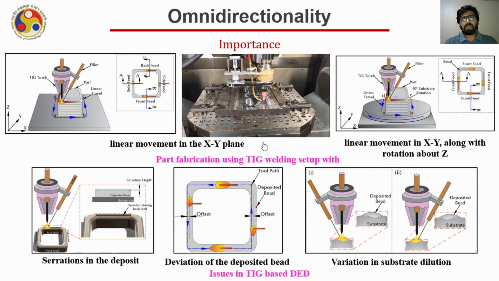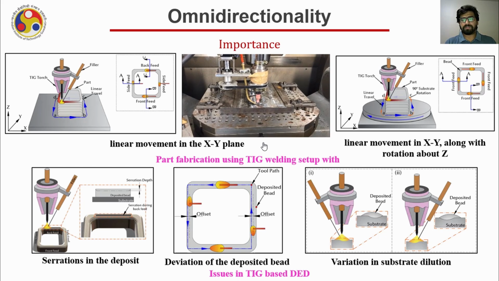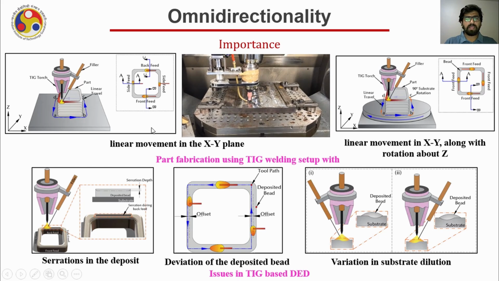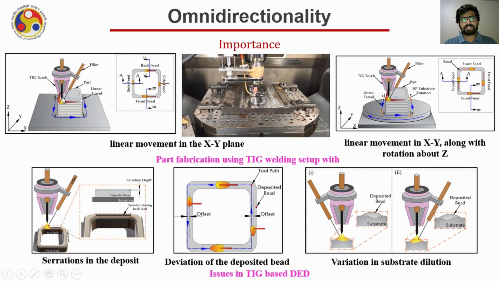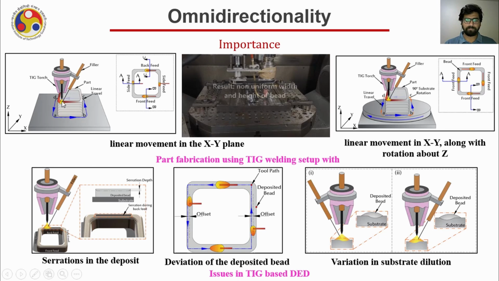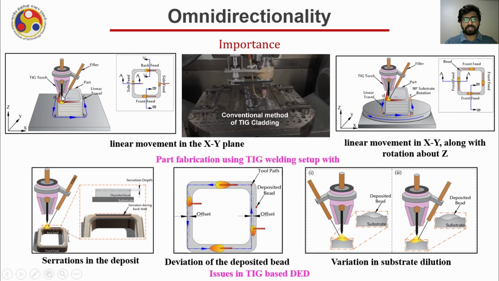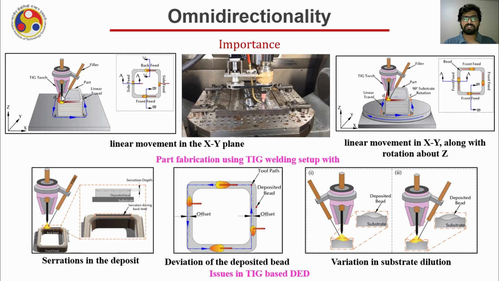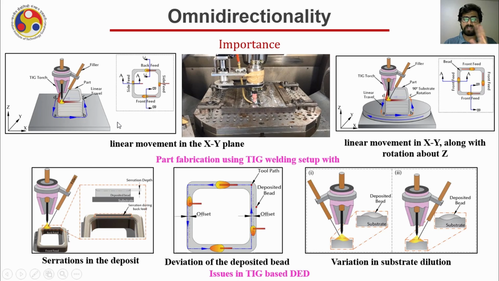So now let us try to understand the importance of omnidirectionality in additive manufacturing systems. What I'll show you here is a TIG welding process in which there is a tungsten which creates an arc, and that arc creates a melt pool, and in that melt pool a wire is fed from the side. Now if this is the conventional way of depositing the material and we are fabricating the part layer by layer, then the process will not be omnidirectional. What will happen in that case? In that case, three major issues may arise.